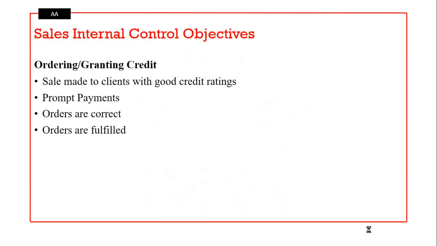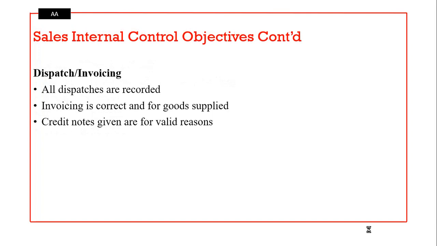Now, we want to appreciate that when you set up controls, there are certain things that you want to achieve, that is, under sales internal control objectives. Under ordering and granting of credits, you want to make sure that sales are only made to qualifying clients who are able to pay. You want to ensure that payments are received on time. That is the reason why prompt invoicing is very important. You want to ensure that orders are correct, made to the correct clients, and that these orders are fulfilled.